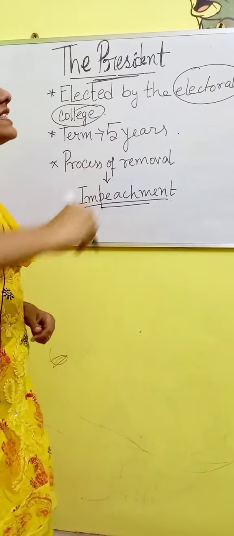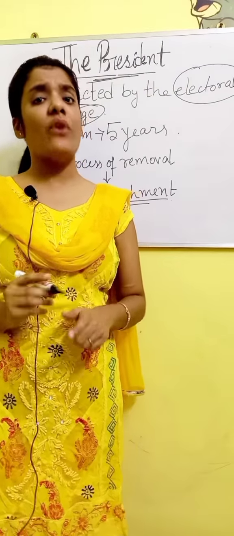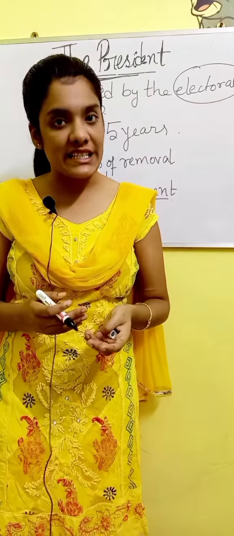What does the Electoral College comprise? The Electoral College comprises the members of Lok Sabha, the members of Rajya Sabha, and also the members of the Vidhan Sabha or the State Legislative Assembly. Is that clear? He is not directly elected by us. He is elected by the process of proportional representation.